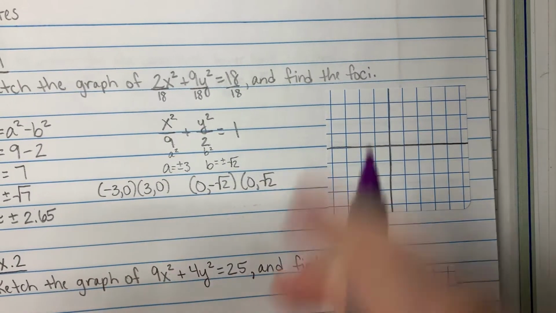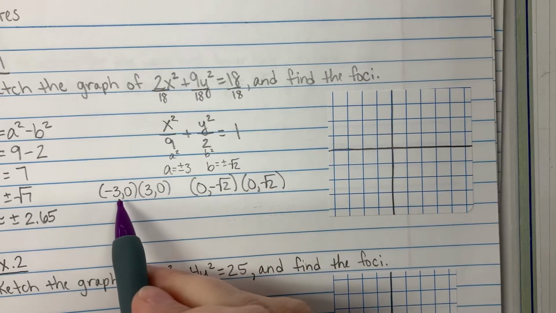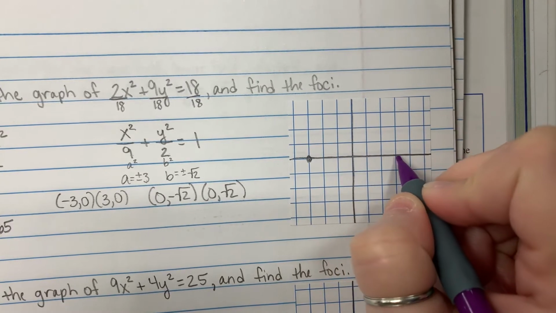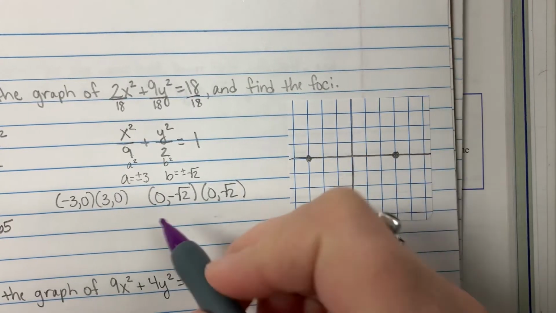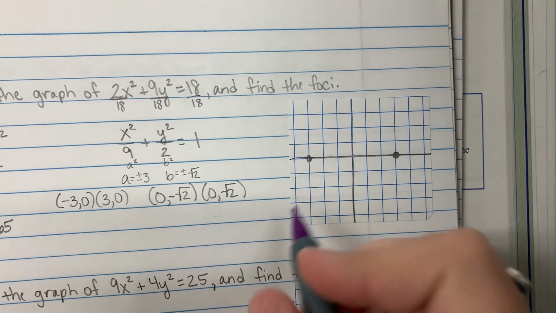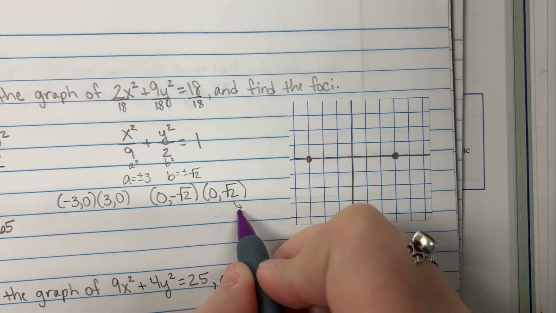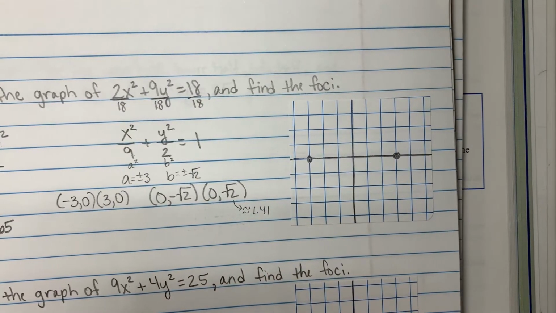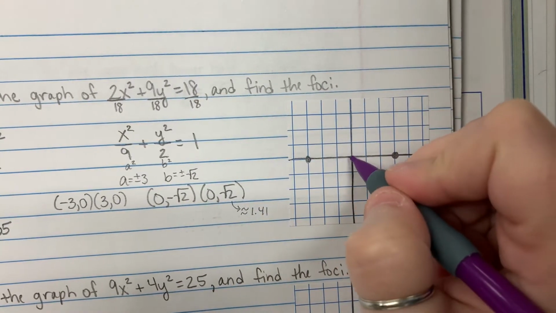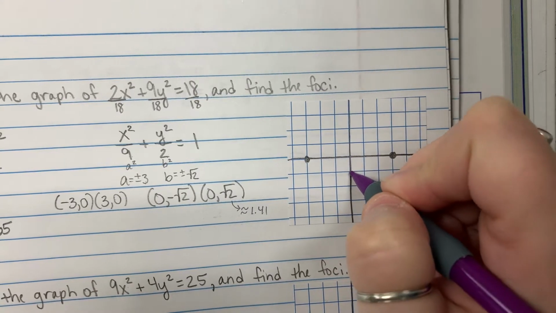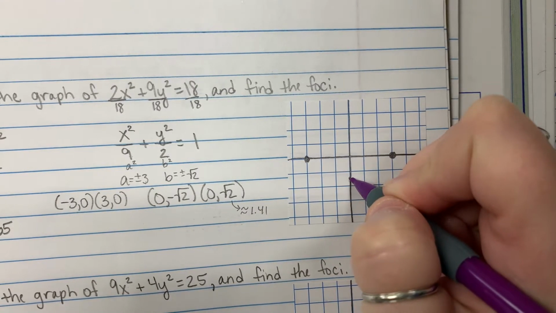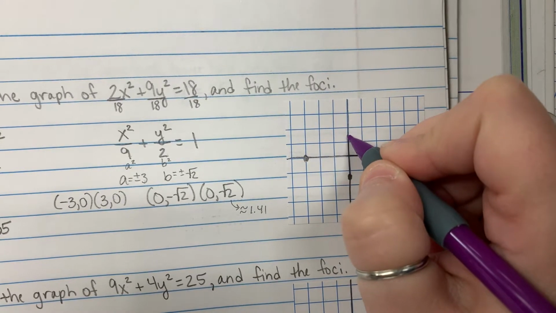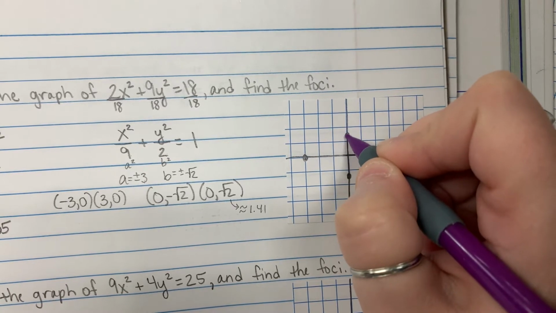So I'm going to graph all of those things. Let's start with this one, (-3, 0) and (3, 0). And then the square root of 2, it's important to pay attention to what that is. The square root of 2 is about 1.41. So when I put that on the graph, I'm not going left or right at all, but I'm going down 1.41 and then up 1.41. It's close to 1.5.